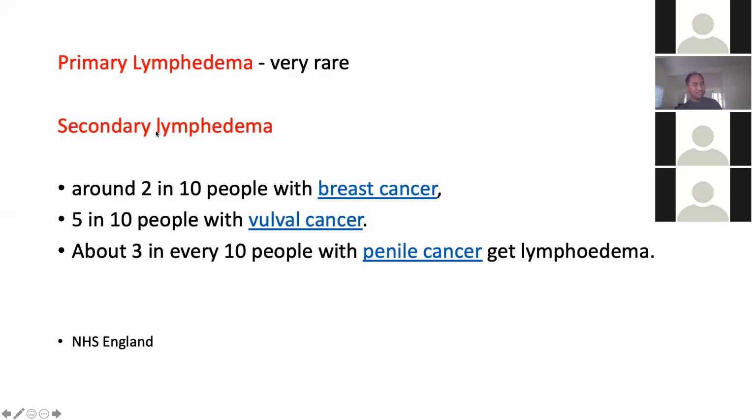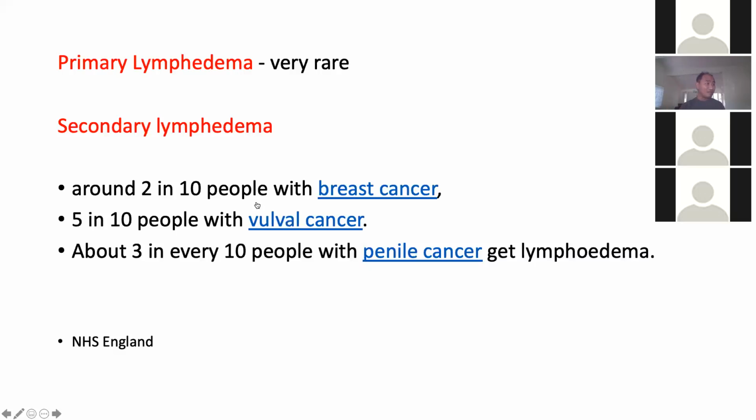And secondary lymphedema is after something. For example, surgery. Like they said, in breast cancer patients, 2 out of 10, so 20% of breast cancer patients, we have secondary lymphedema. Because the breast lymphatics go to the axilla, and when we block the axillary lymph nodes, the fluid from the arm cannot come back to the axilla.